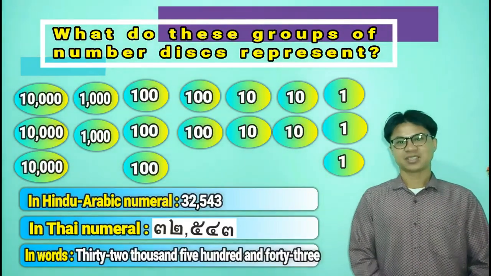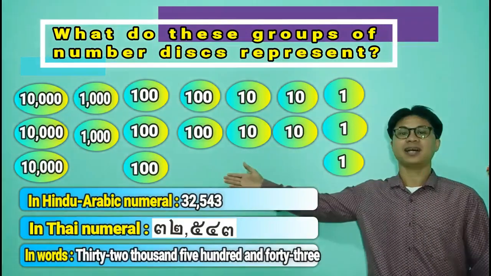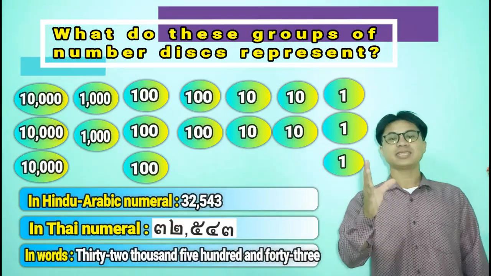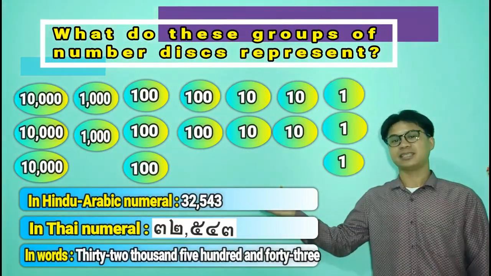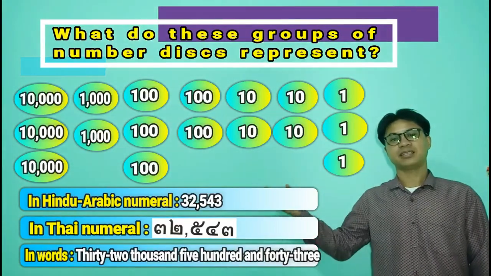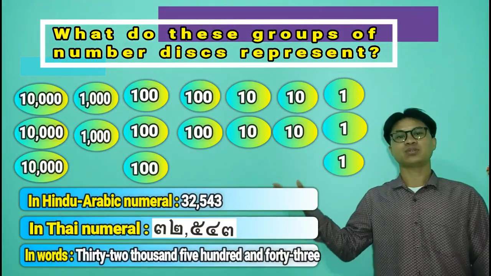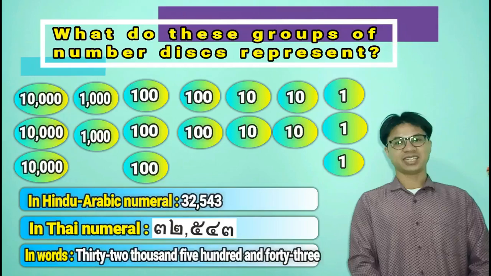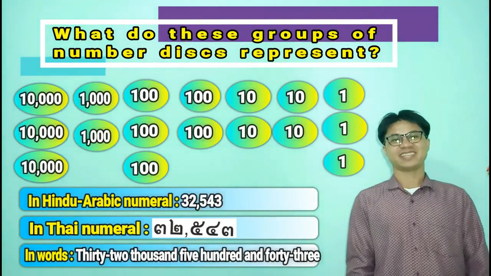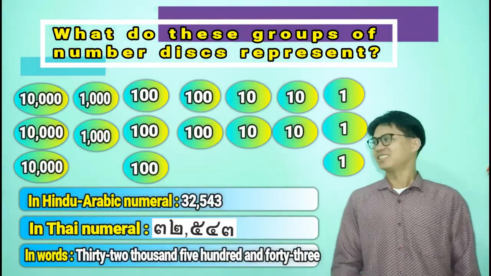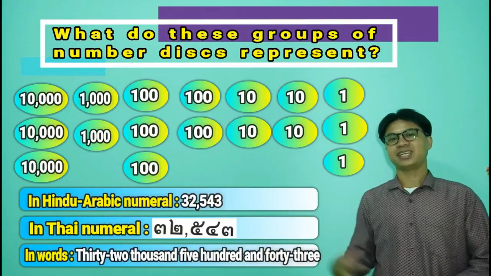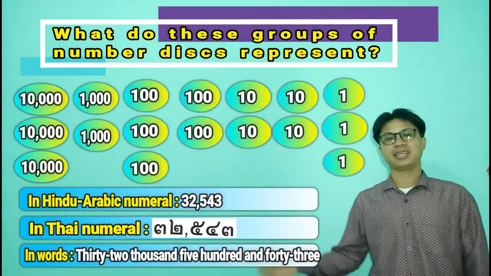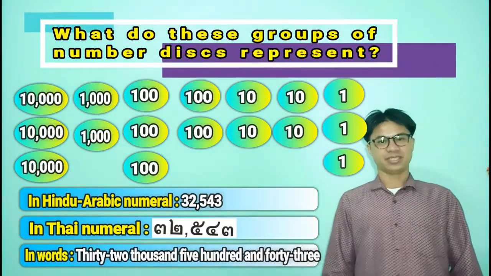Again, we have the total of 32,543. If you write this in Thai numerals, you can see here. And if you write this in words, it would be like this. We can read 32,543. Alright, so this is how to read and write numbers in figures and in words.